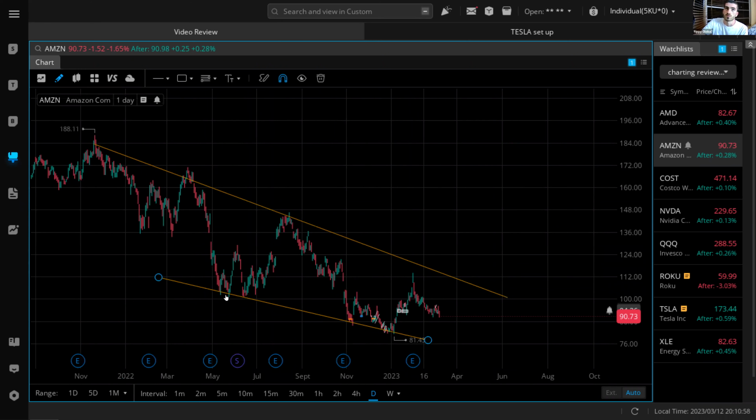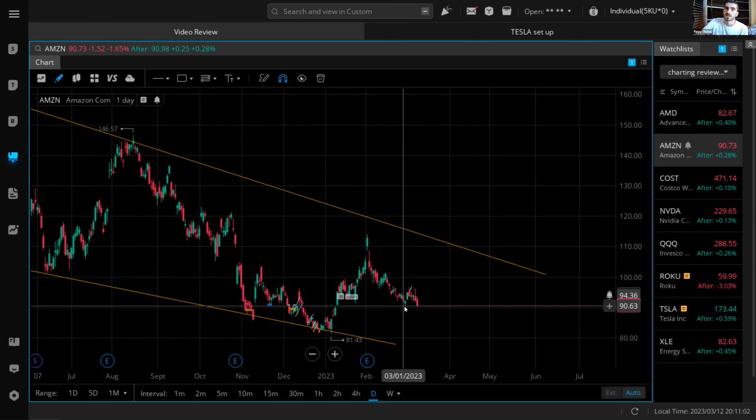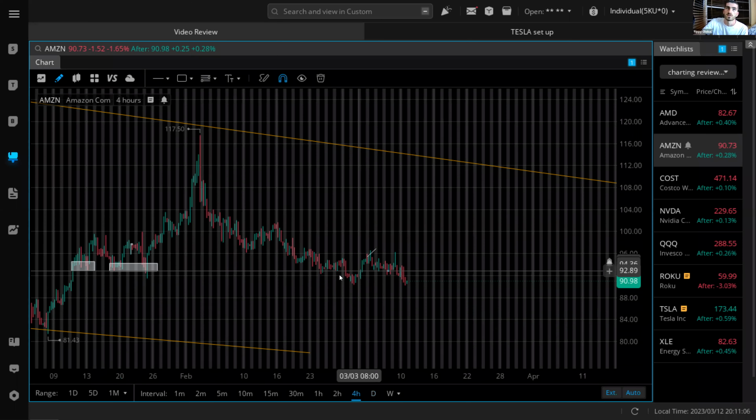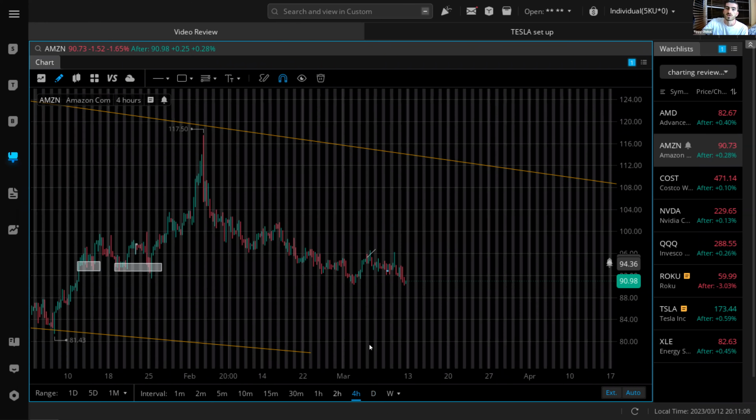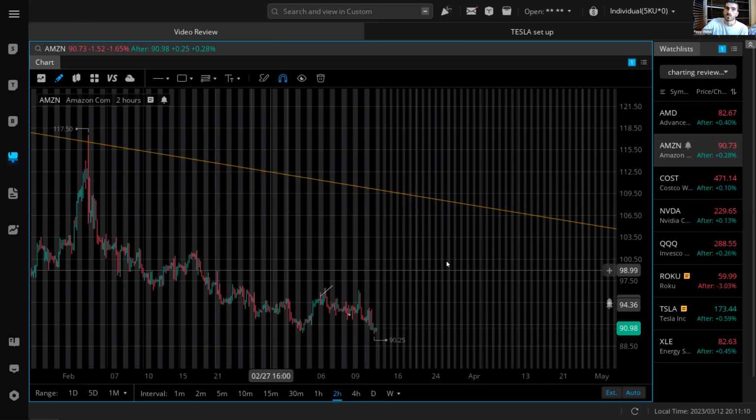We're just in this zoning trend of up, down. And we're currently actually contesting this previous low on this falling wedge again. So I'm going to go down to the 2 hours since we don't need to see too much of the Amazon chart from the past.